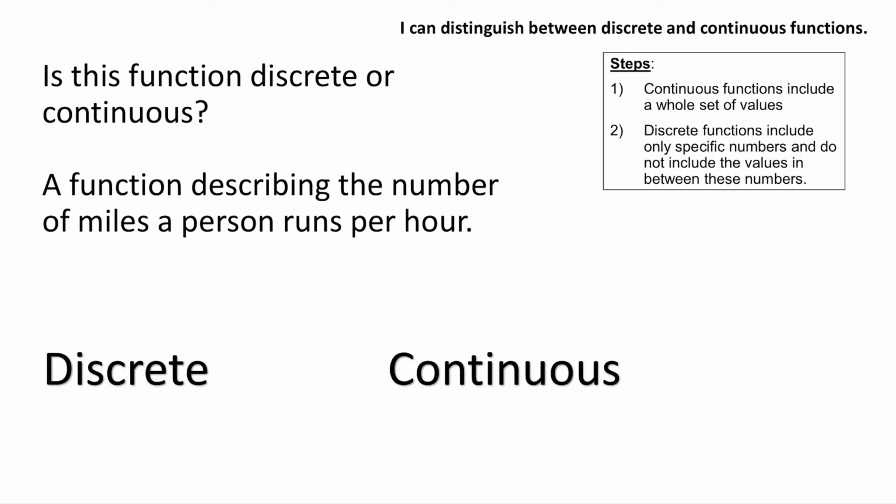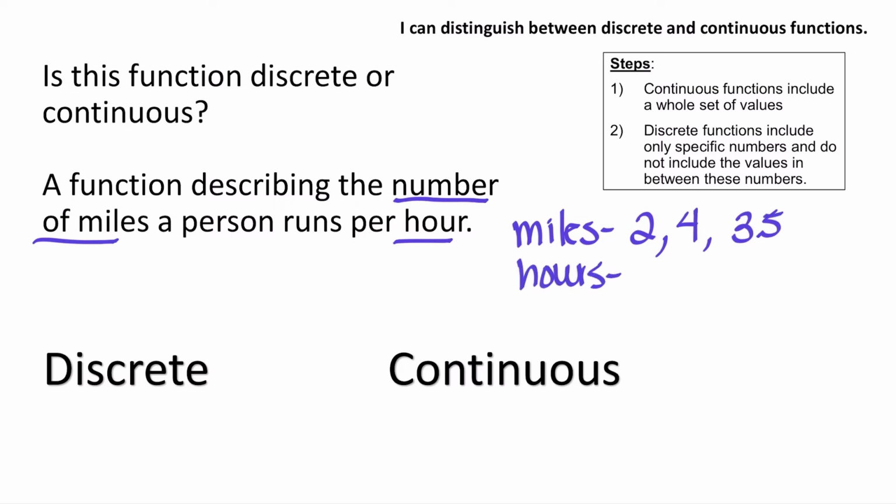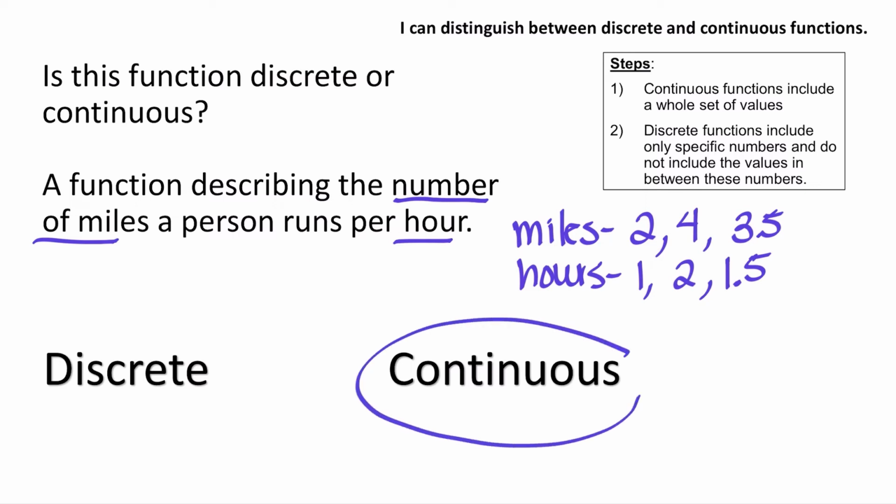So let's look at some examples, and let's talk about whether these functions are discrete or continuous. Suppose we have a function describing the number of miles a person runs per hour. In this case, we're talking about the number of miles and then hours. For miles, it would make sense to include whole numbers, like 2 or 4. And we could also include numbers in between, like 3.5 miles. If we're talking about hours, we can include whole numbers like 1 or 2. But you could also say you ran for 1.5 hours. So this data would be continuous because it makes sense to include a whole entire set of values.